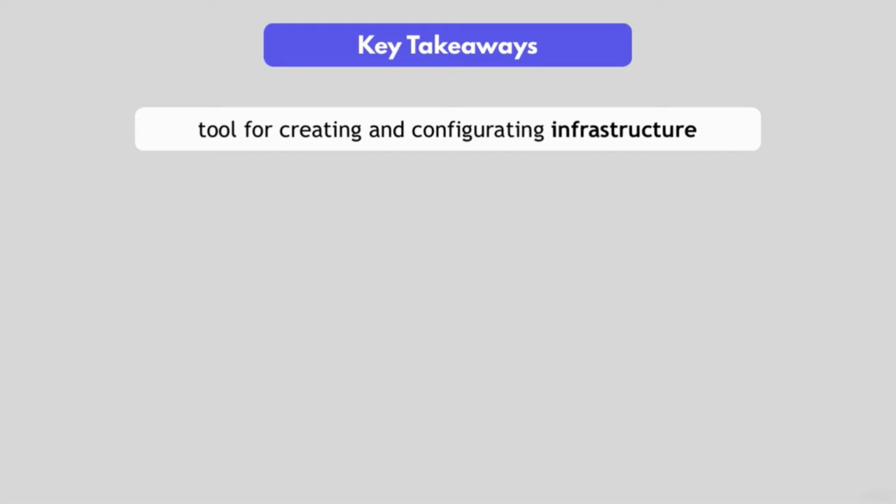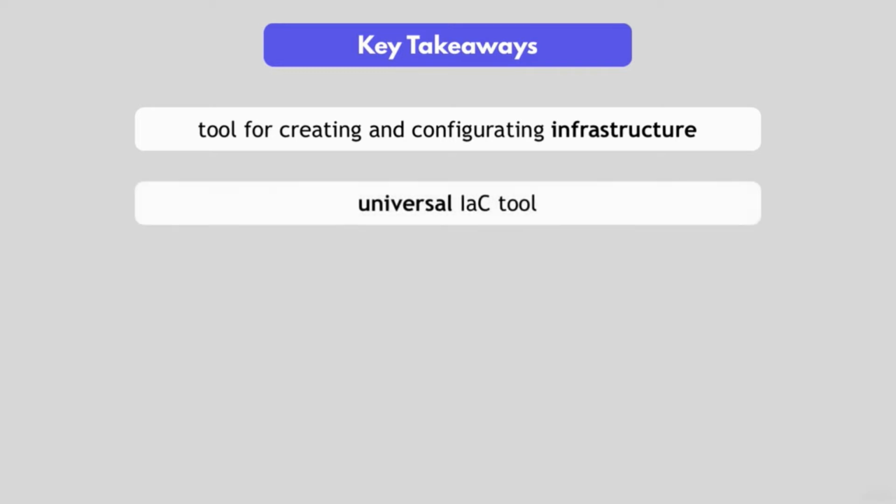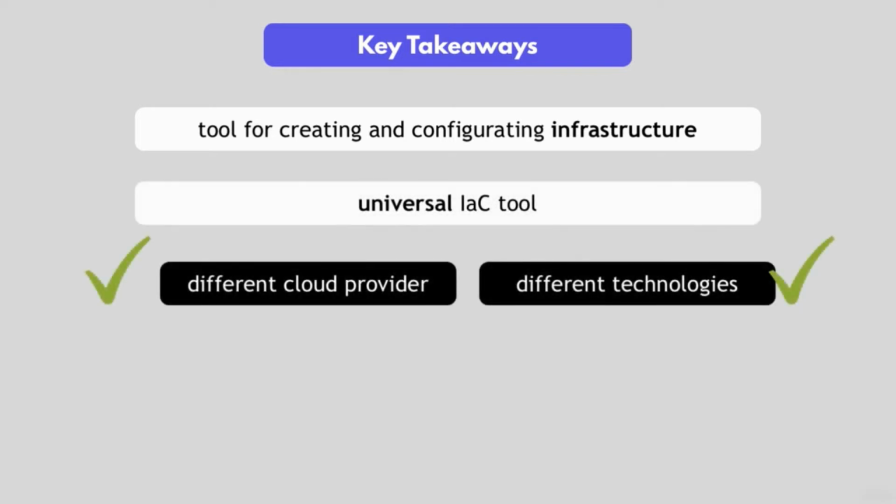So some of the key takeaways for Terraform are, first of all, Terraform is a tool for creating and configuring infrastructure like virtual servers and so on, and then managing that infrastructure, and not for installing applications on these provisioned servers. Second, Terraform is a universal infrastructure as code tool.